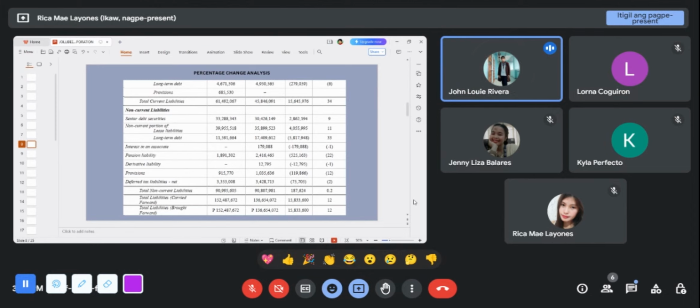Total liabilities carried forward, amount 15,833,600, increased by 12. Total liabilities brought forward, amount 15,833,600, increased by 12.